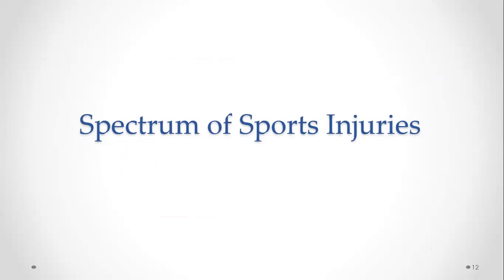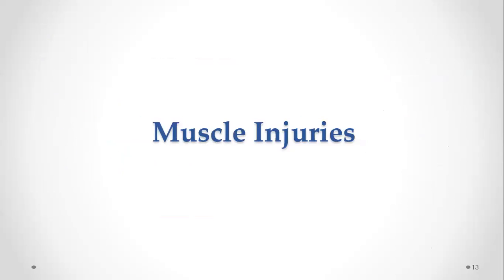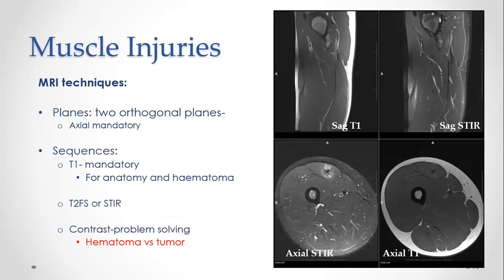Now we move on to the spectrum of sport injuries, and we will go through the specific tissue approach here. We start with muscle injuries. Our MRI protocol, if a patient was referred to us for muscle injury, it's a very simple MRI protocol. It really includes just two sequences and two planes.